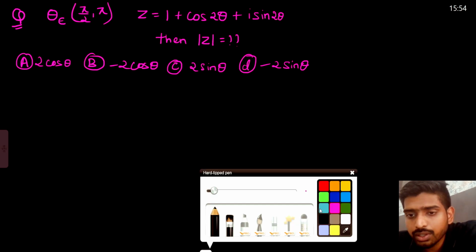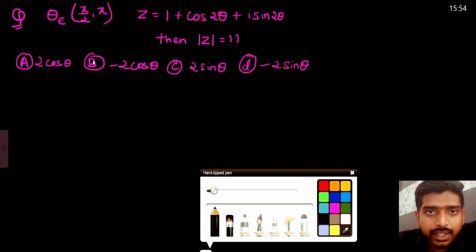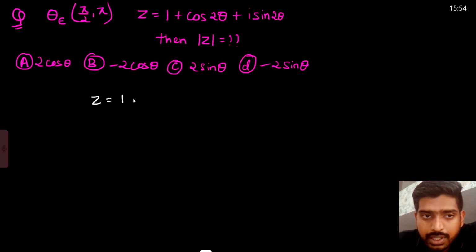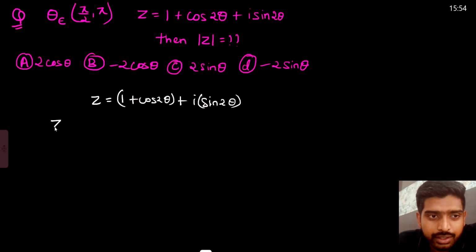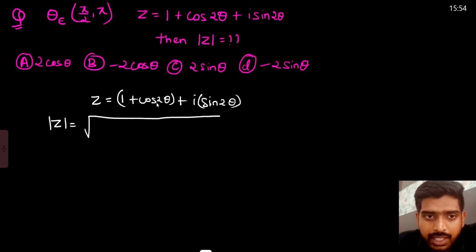Now we'll solve this question. They have given a complex number z. The real part of this complex number is 1 plus cos 2 theta, plus iota times sine 2 theta. Now next, we have to find modulus of z. Modulus of z is nothing but under root of real part square plus imaginary part square. So 1 plus cos 2 theta whole square plus sine 2 theta whole square. Got it? Now we'll solve.